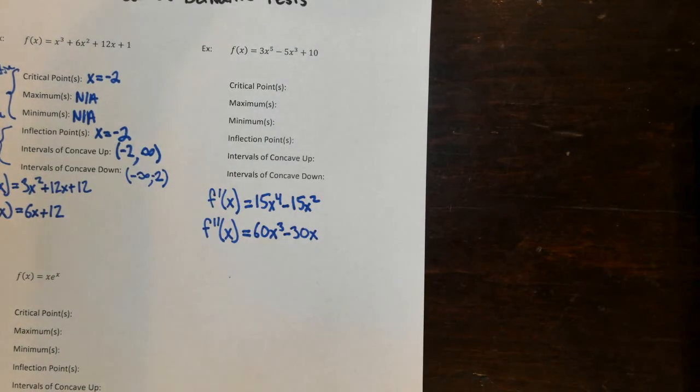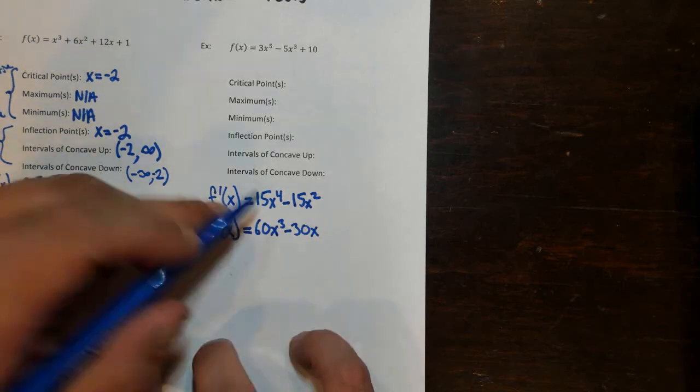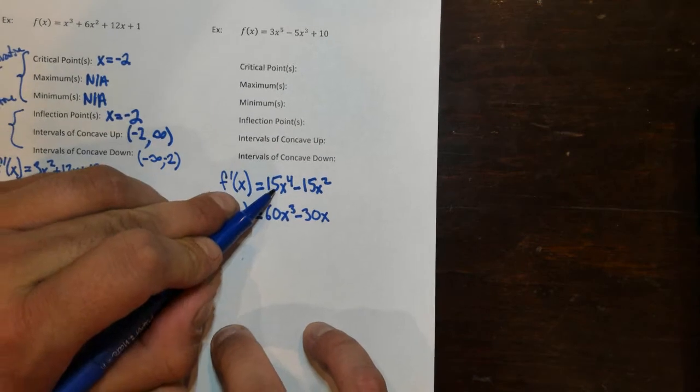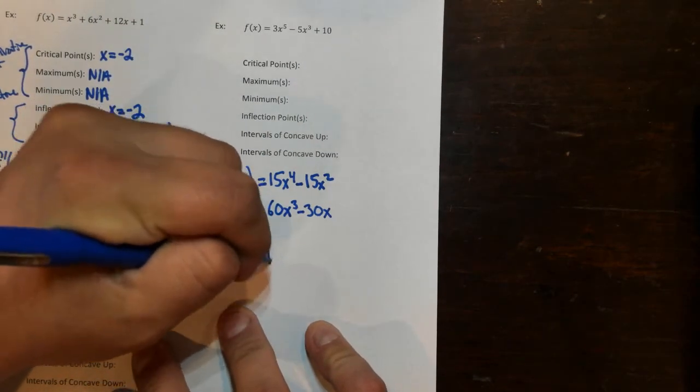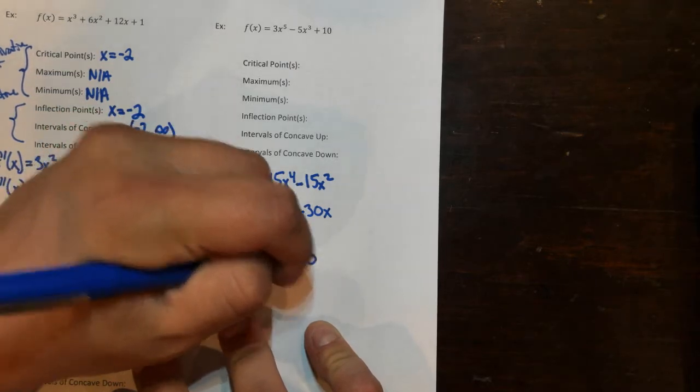All right. So now let's find the critical points by using the first derivative. I'm going to set this equal to 0 and solve for x. So let's see what we get. We're going to have 15x to the 4th minus 15x squared equals 0.